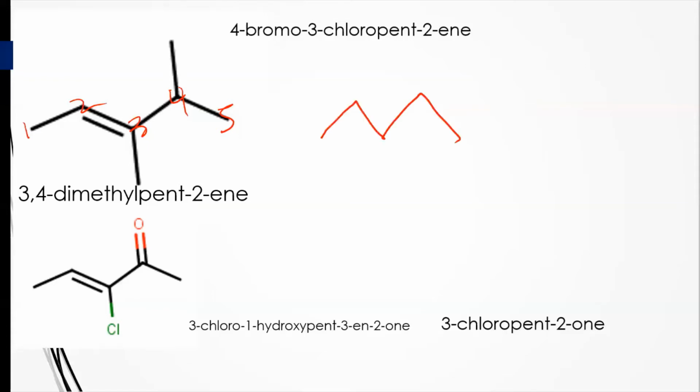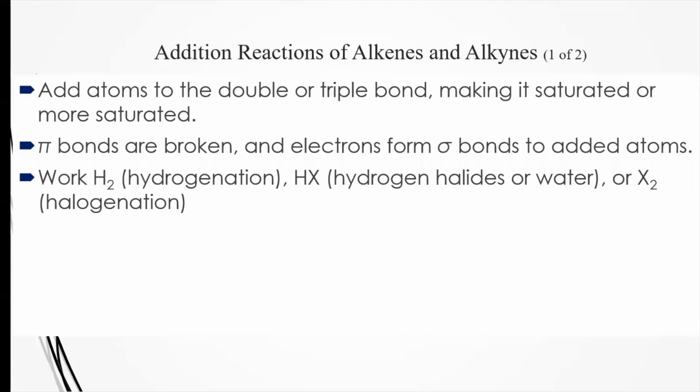It sounds like we have a double bond between the 2 again. So that should be our double bond there. We also have a bromo coming off of our 4. 1, 2, 3, 4. That should be our Br. And we have a chloro coming off of our 3. So that should be our Cl.